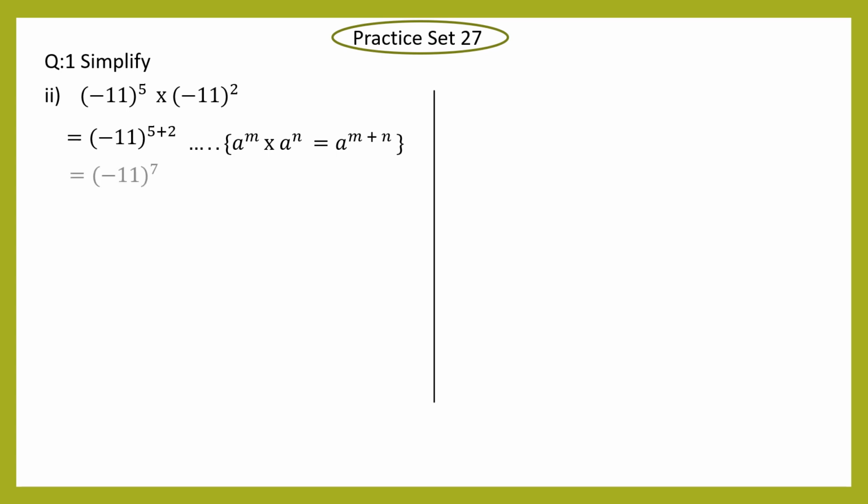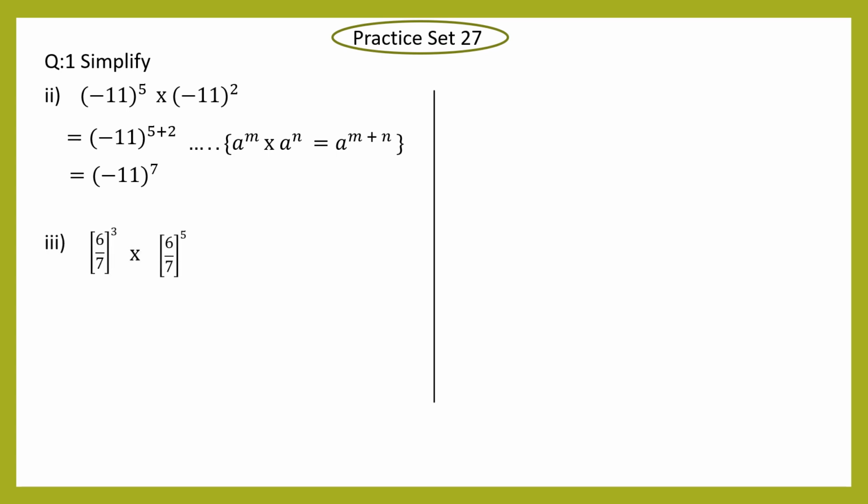Next step, let's solve it. 5 plus 2 is 7. So the answer is minus 11 raised to 7. So the question is simplified. So we need to stop here. Let's go to the next sum.